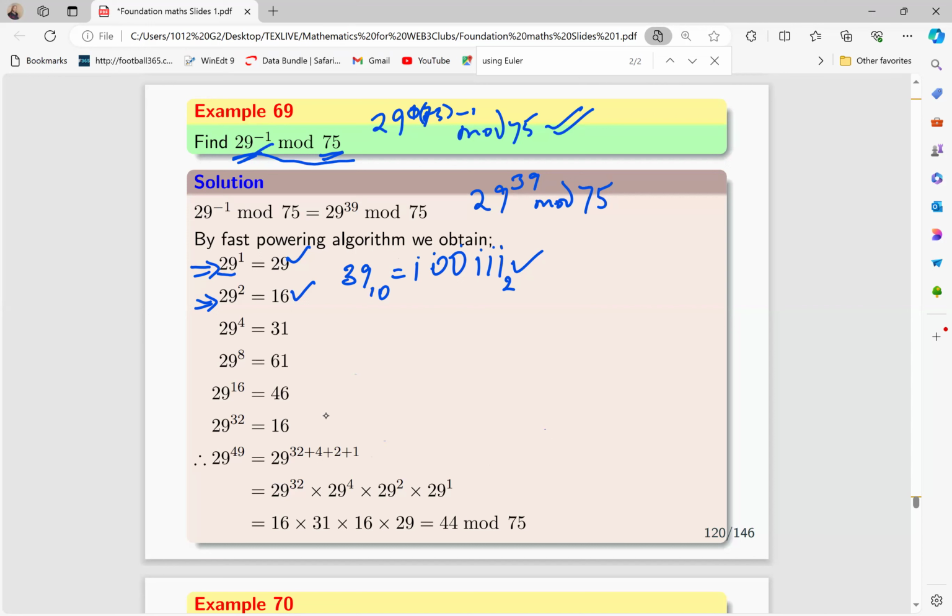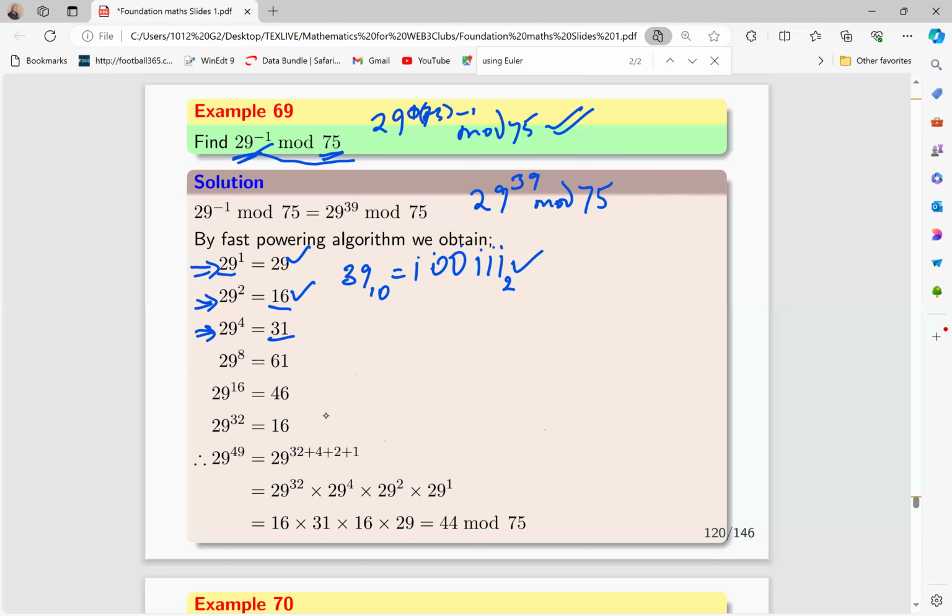Now let's square this line to get the next one. The left side is 29 raised to 4. Let's square 16. Get 256. Now divide by 75. Goes there 3 times. The remainder is 31.